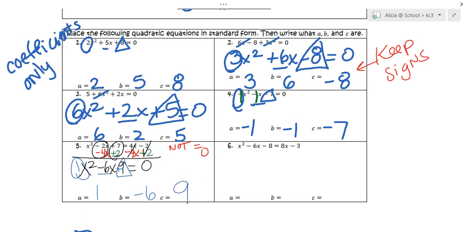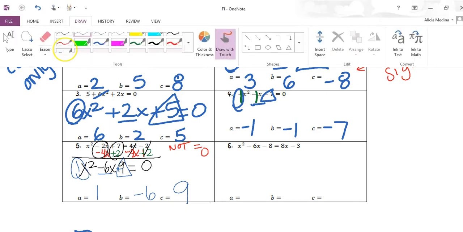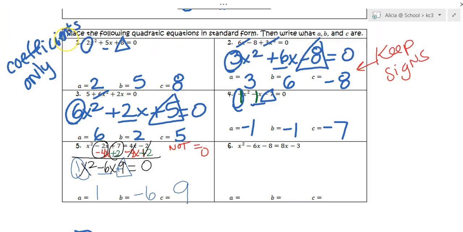Alright, looking at number 6, again, it's not equal to 0. So we have to make it equal to 0 by rearranging some of the terms. Right, so not equal to 0. I want to move everything over to the side that has the x squared. I see it's on the left side, so I'm going to move that 8x over by doing the opposite operation, right? It's a positive, so I need to subtract it.